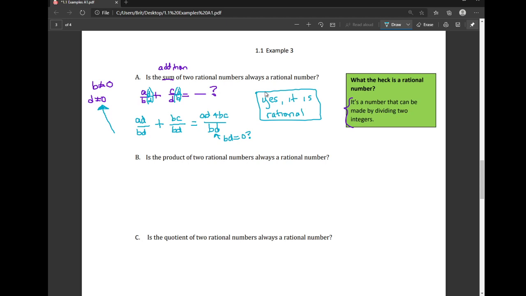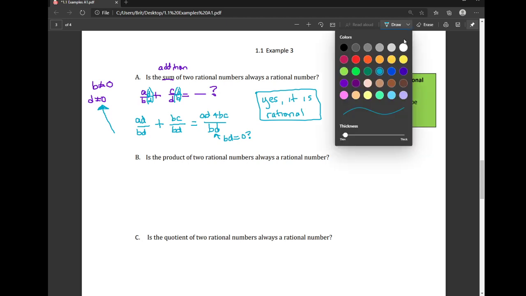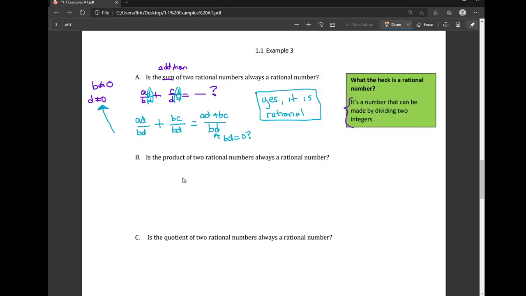So now we're going to check out part B. Part B is now dealing with a different type of operation. It's still asking about my two rational numbers, a over b and c over d, where b is not 0 and d is not 0. But we're asking about a product. A product means that we are multiplying, so I'm going to put my little multiplication dot there. And I'm asking myself, is the fraction that comes out of that rational?